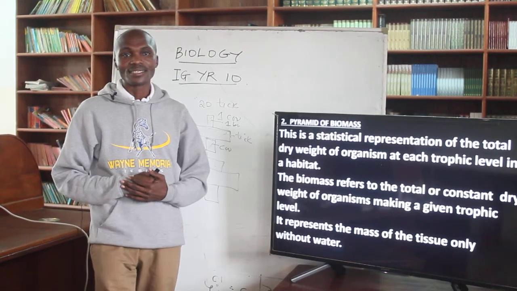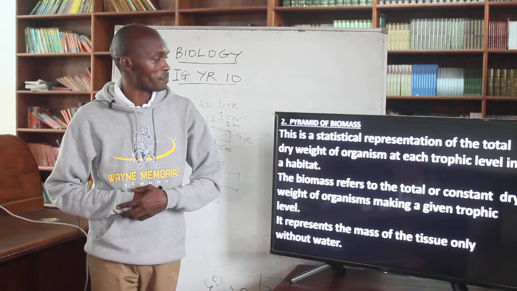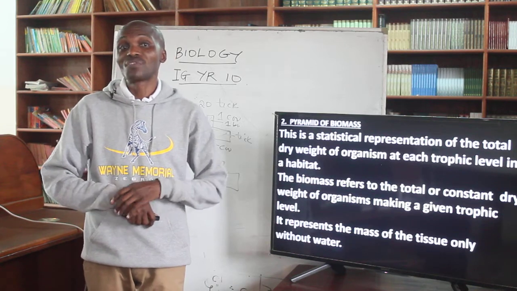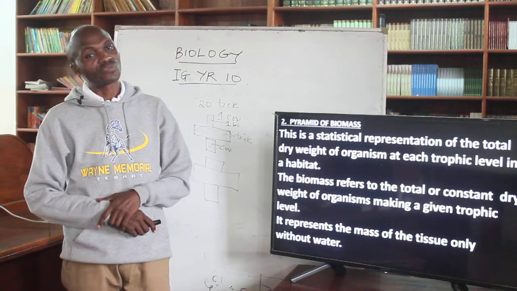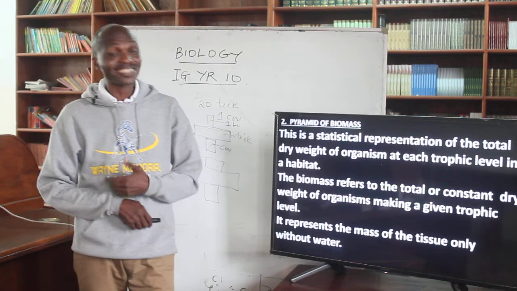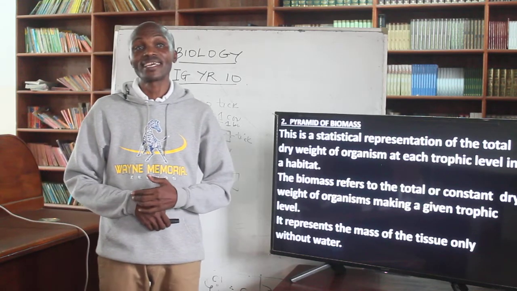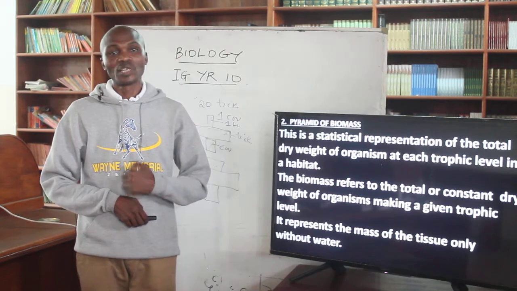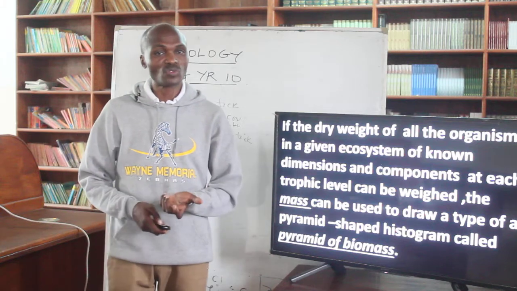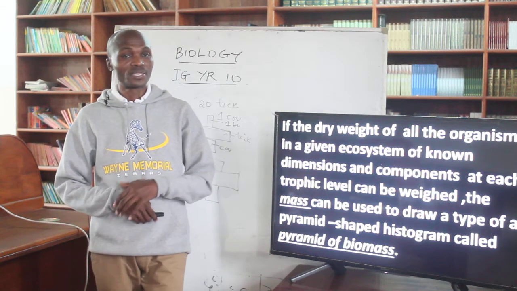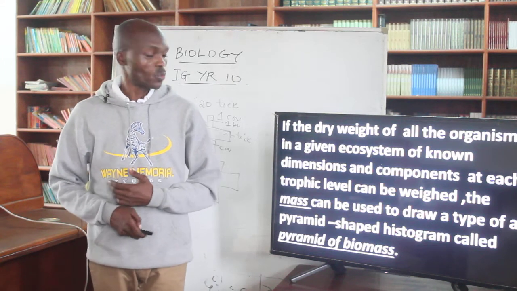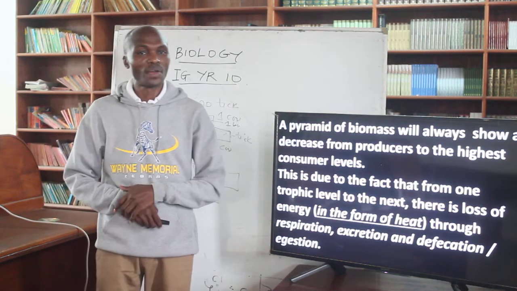Then pyramid of biomass is the second type of pyramid. Just like the previous case, it is a statistical representation of the total dry weight of organisms at each trophic level in a habitat. Biomass refers to the total dry weight of organisms making up a given trophic level. It represents the mass of the tissue only, without water. If the dry weight of the organisms in an ecosystem can be obtained, then the mass can be used to draw a histogram, which we refer to as our pyramid of biomass.